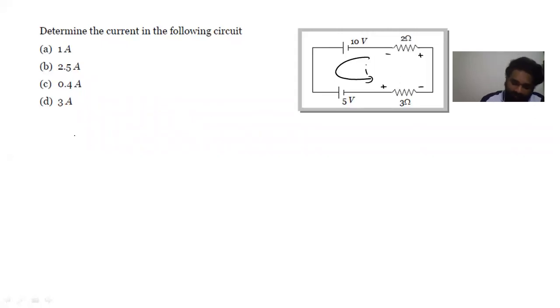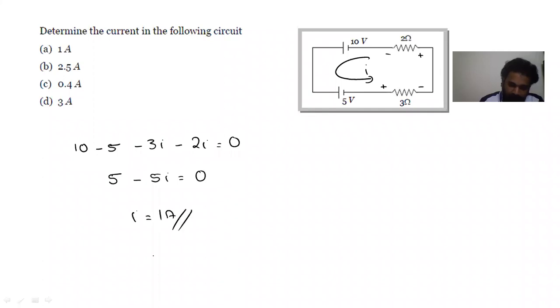If we do like that, we will write the mesh equation: 10 minus 5 minus 3i minus 2i is equal to 0. So this is going to be 5 minus 5i is equal to 0. So I is equal to what? 1 ampere we are getting. Clear or what? So this is the answer, option A. Clear all of you?